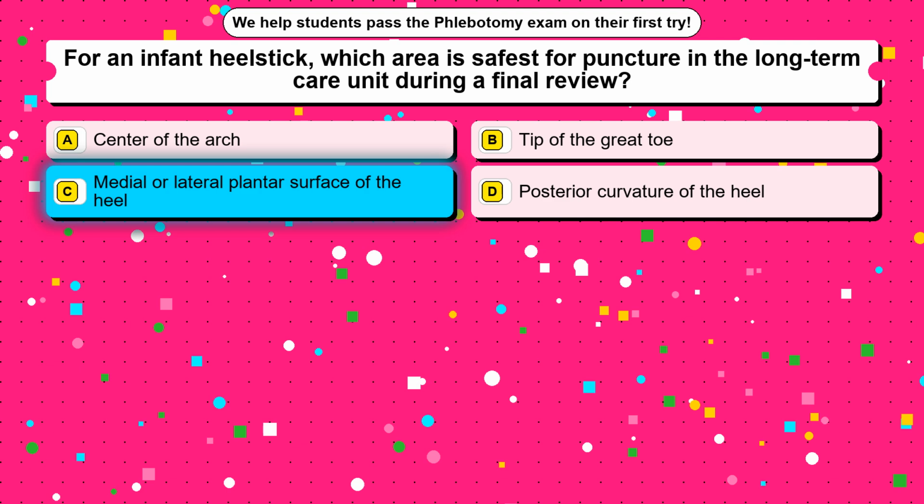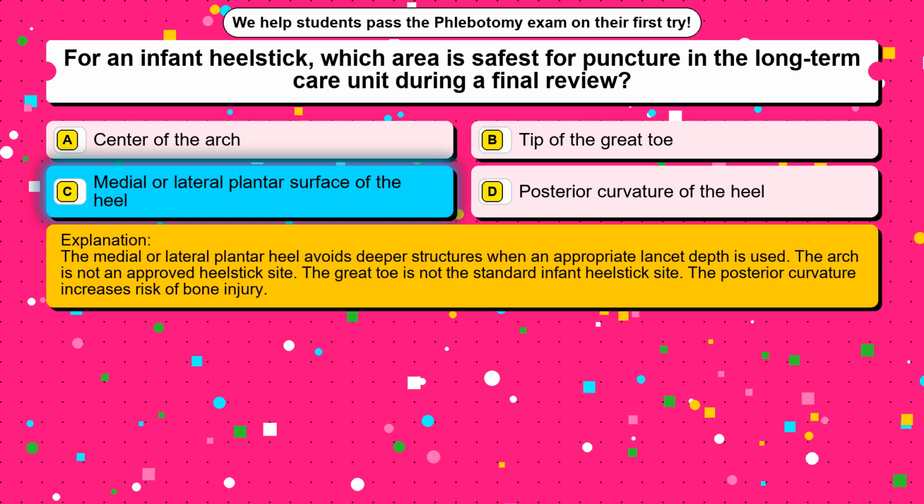The correct answer is option C. Medial or lateral plantar surface of the heel. The medial or lateral plantar heel avoids deeper structures when an appropriate lancet depth is used. The arch is not an approved heel stick site. The great toe is not the standard infant heel stick site. The posterior curvature increases risk of bone injury.